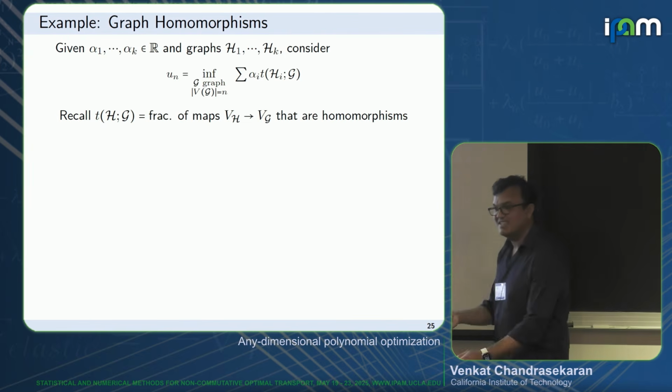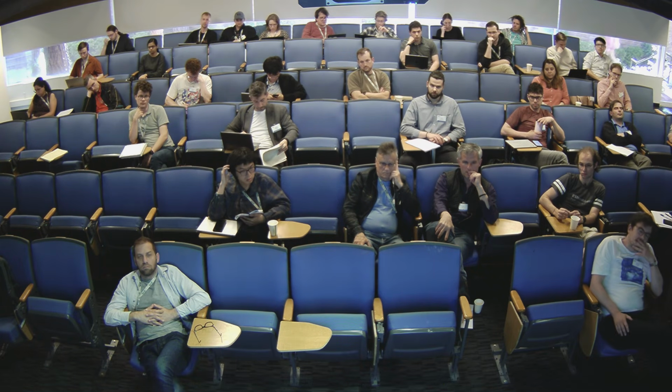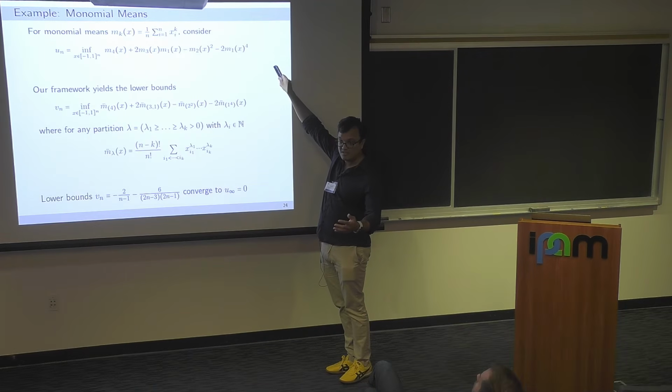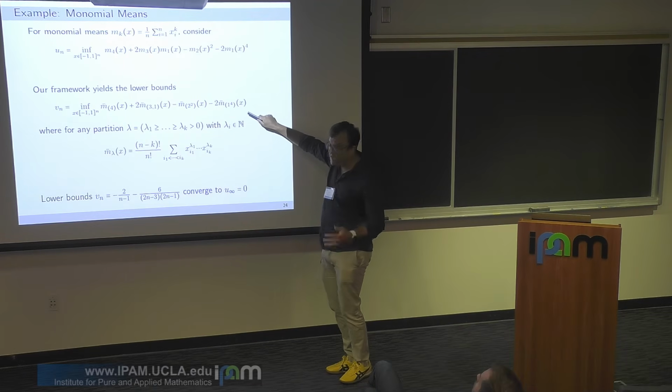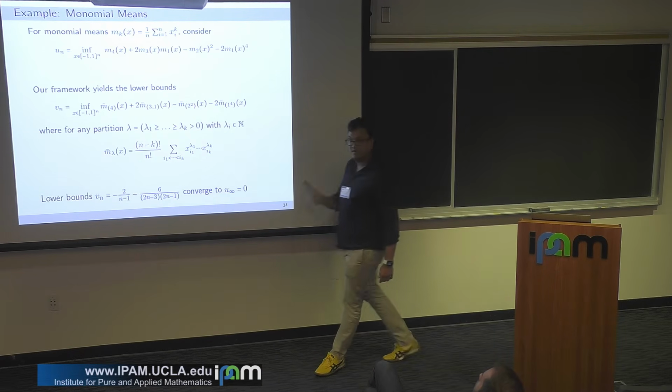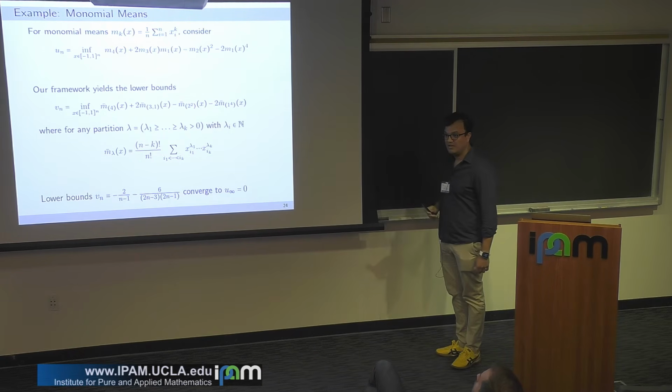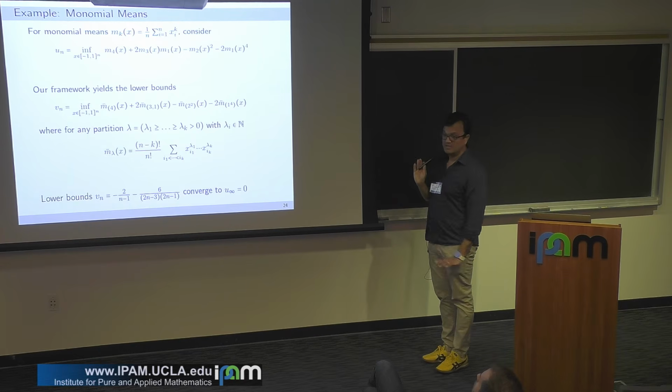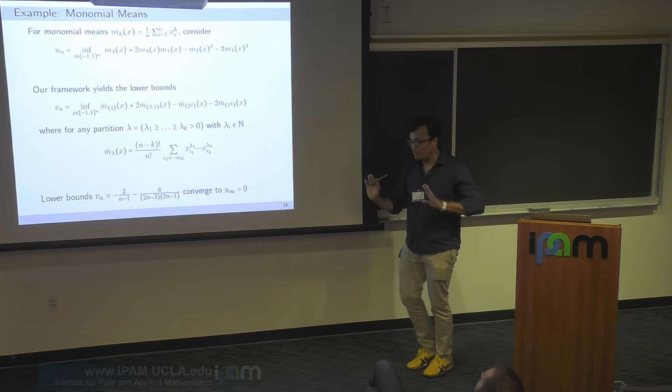Graph homomorphisms, yes? That was a bit fast. Where is the finite dimensional pop? This is the finite dimensional pop. So UNs are the original problems. I produce VNs that are lower bounds, and this is a finite dimensional pop. For each fixed n, yes. But each fixed n yields a lower bound.